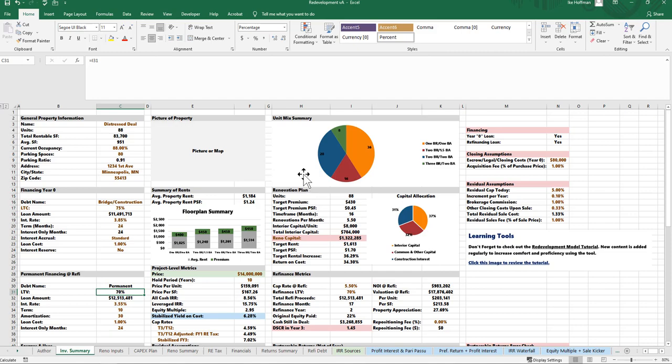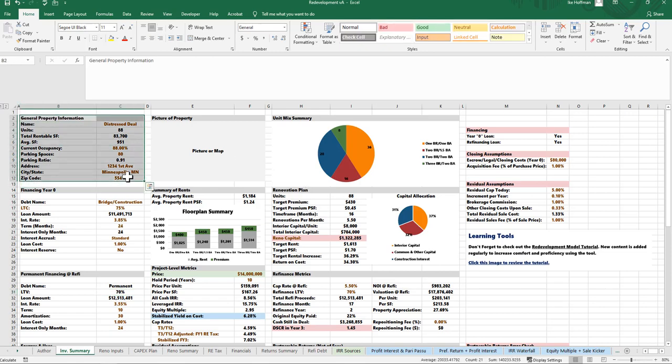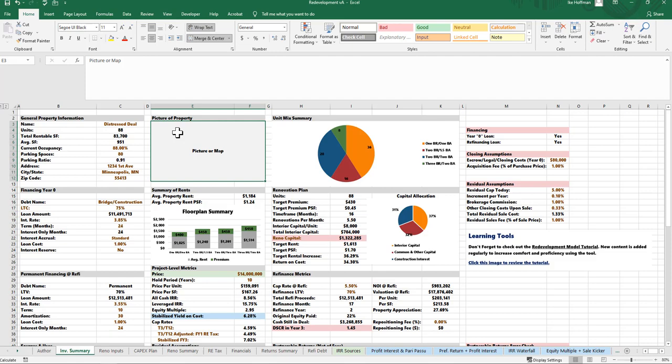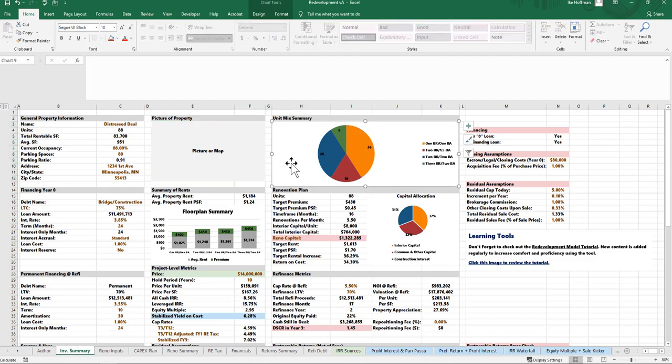So let's start talking about the investment summary tab. In the upper left-hand corner, your general property information, pretty self-explanatory. You can enter in the basic data points of your particular project. If you had a picture or a map or a rendering, you could copy and paste that here. The unit mix summary, the floor plans and how many floor plans exist, that's flowing in from a different tab we'll get to shortly. Nothing you need to do there. It should update automatically as you're filling out the workbook.